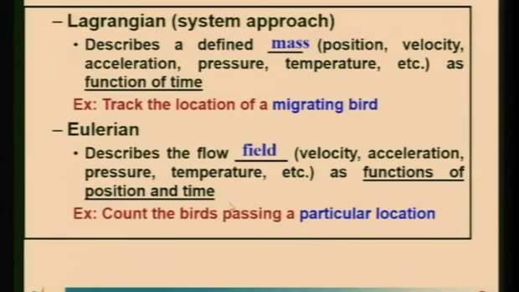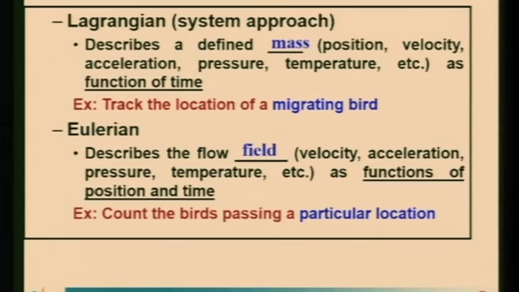There are two approaches we follow in fluid mechanics. One is the Lagrangian approach and the other is the Eulerian approach. We are going to describe that now. The Lagrangian approach is called the system approach. It describes a defined mass, its position, velocity, acceleration, pressure, temperature, etc. as a function of time.